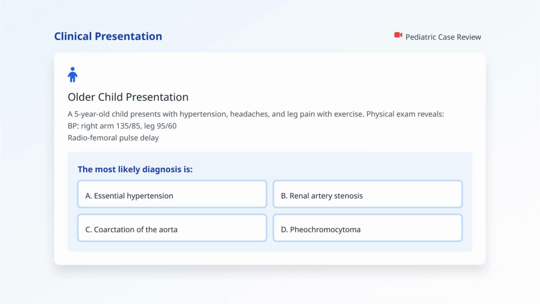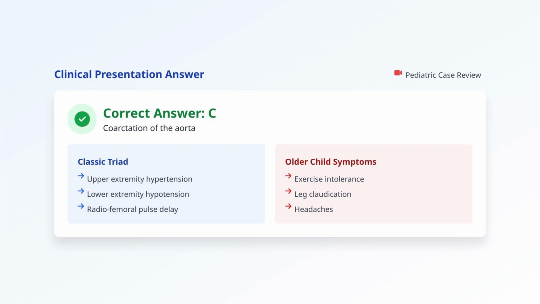A 5-year-old child presents with hypertension, headaches, and leg pain with exercise. Physical exam reveals blood pressure in the right arm of 135/85 and in the leg of 95/60. Radiofemoral pulse delay is noted. The most likely diagnosis is A. Essential hypertension. B. Renal artery stenosis. C. Coarctation of the aorta. D. Pheochromocytoma. The correct answer is C.